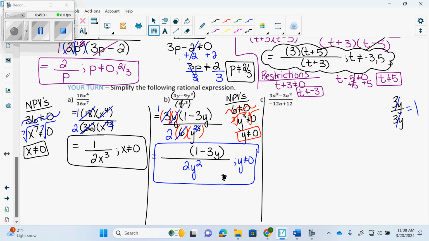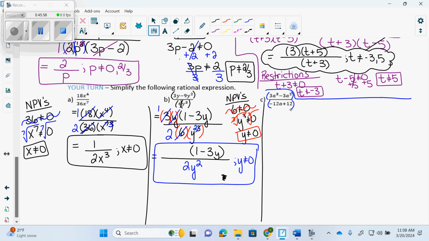C. So C, I have a human and a human. Cool. Are they twins? No, they're not twins. That can cancel. So what do I immediately have to try and do? GCF, difference of squares. GCF, difference of squares, right?